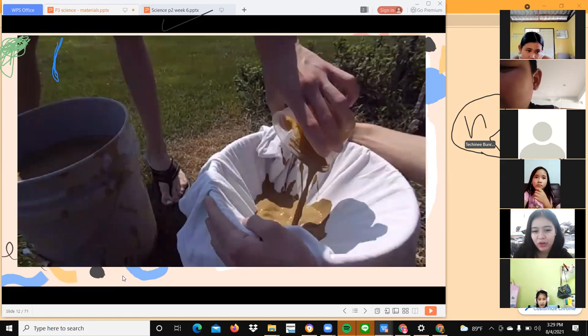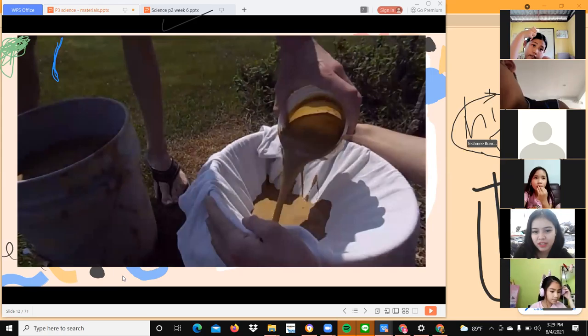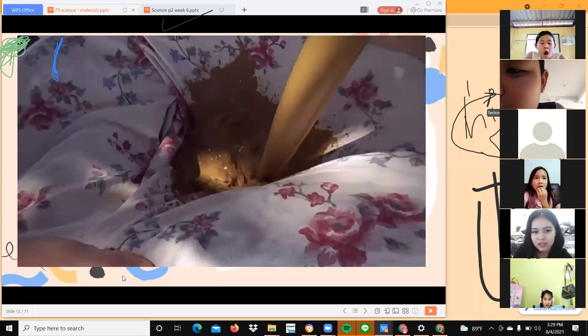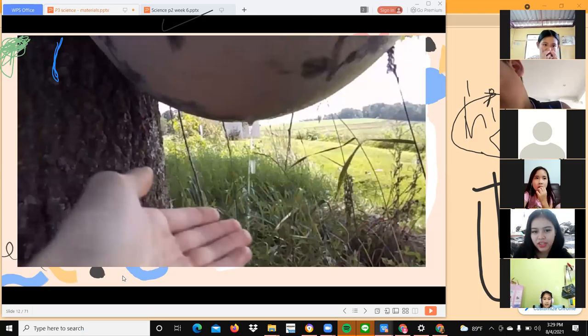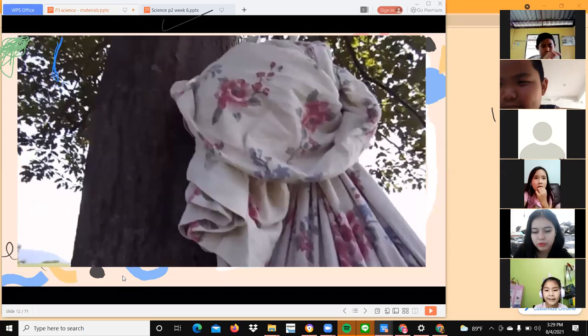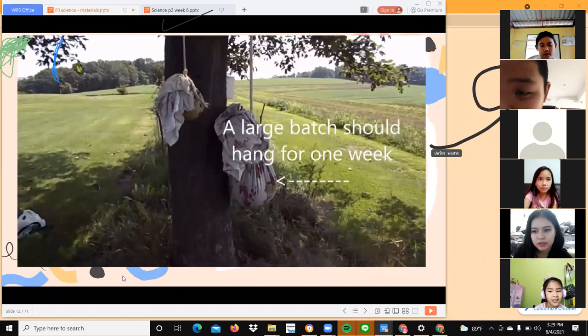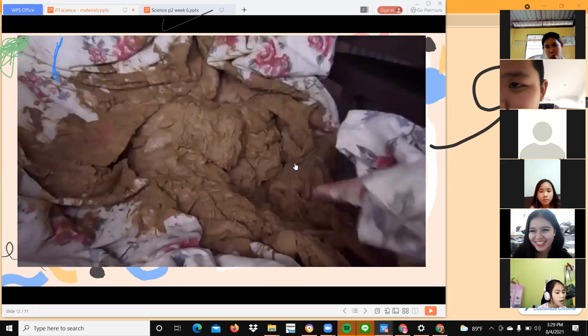Now they put cloth there to sieve, I think. And they hung it on a tree, so the water will come out from the cloth. Oh, wow. And that's the clay.